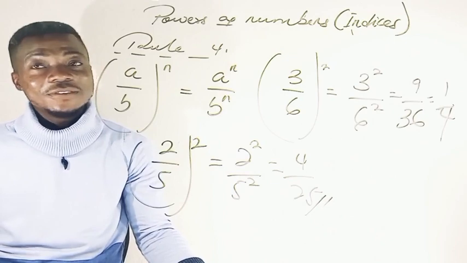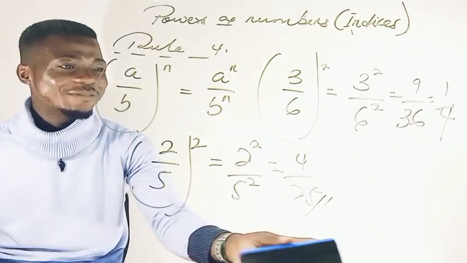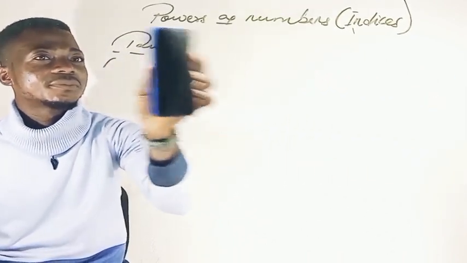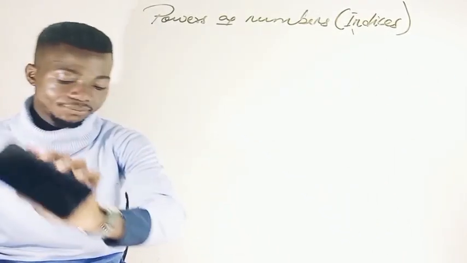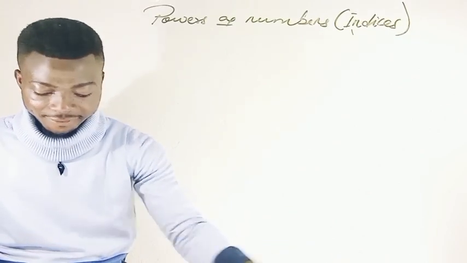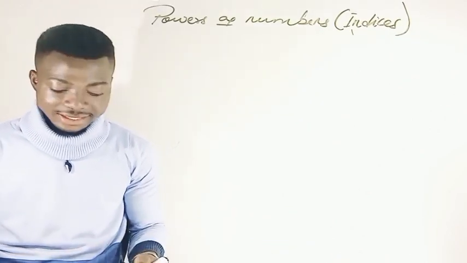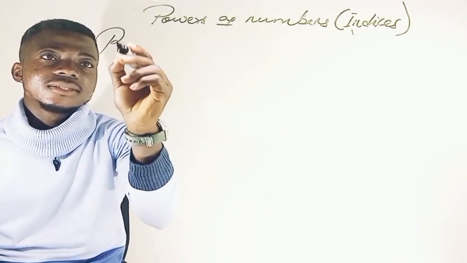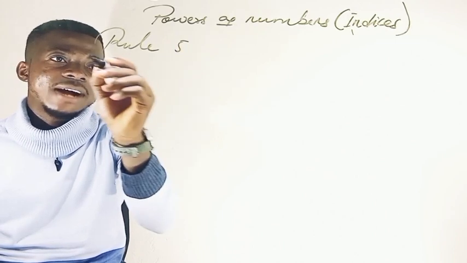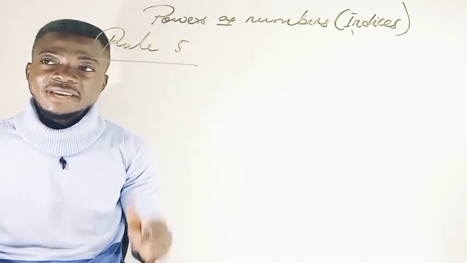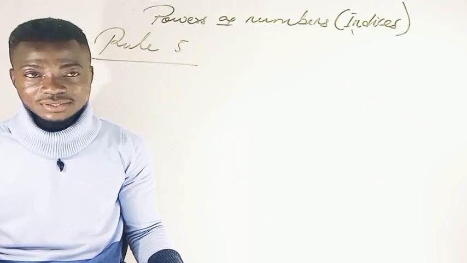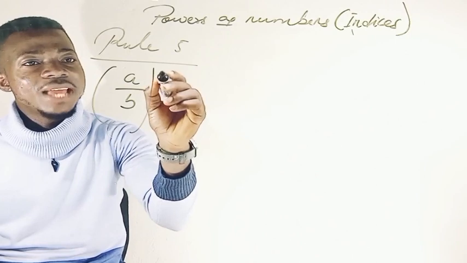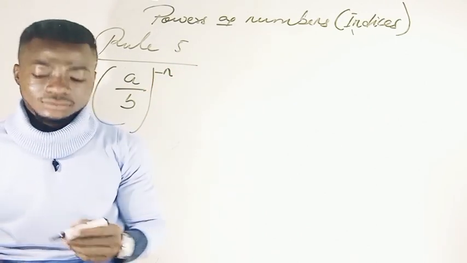Okay, so now let's move on to rule number 5. Rule number 5. Yes, so the negative index of the quotient of two numbers. Negative index. And I say it is a negative index of the quotient of two numbers. Okay, so if you have a over b exponent negative n.